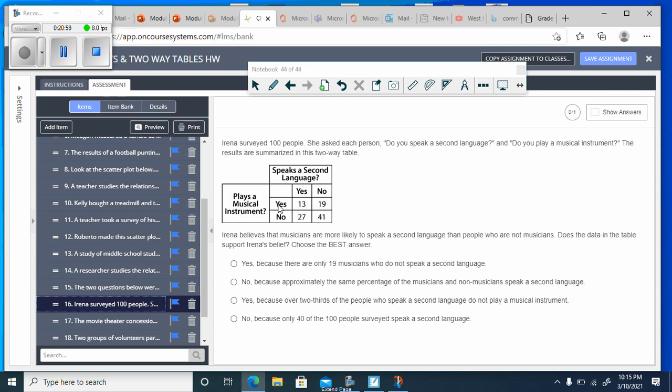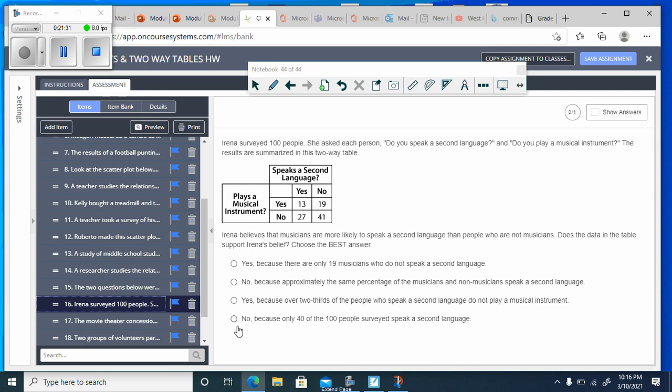Musicians are more likely than non-musicians to play musical instruments and speak a second language, 13. Speaks a second language, doesn't play a musical instrument. No, that doesn't make sense, because more of the people she surveyed didn't play a musical instrument and spoke a second language than those who did play a musical instrument and spoke a second language. So the answer is no, because approximately the same percent of musicians and non-musicians speak.